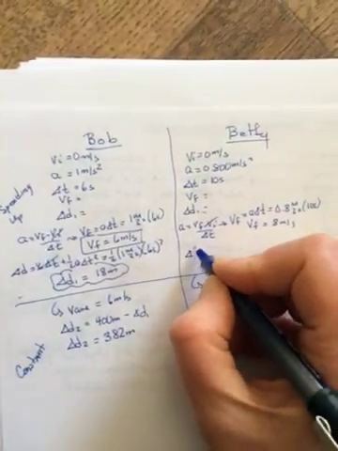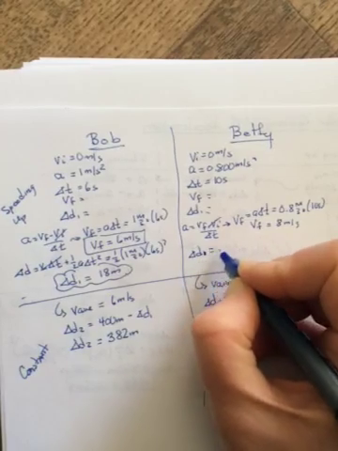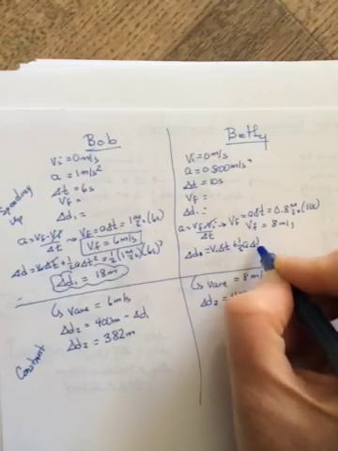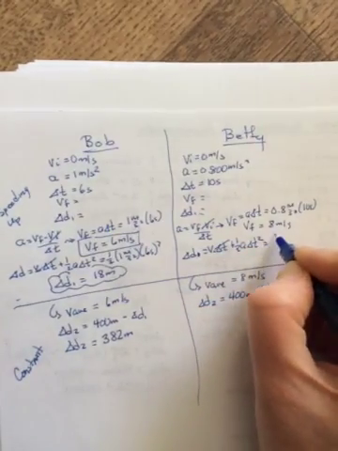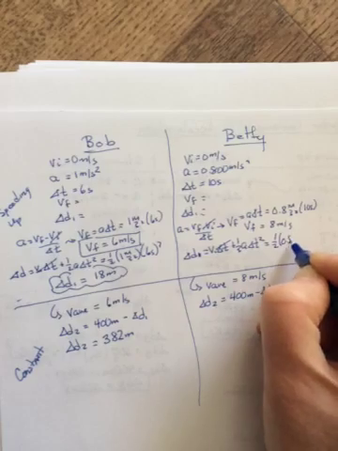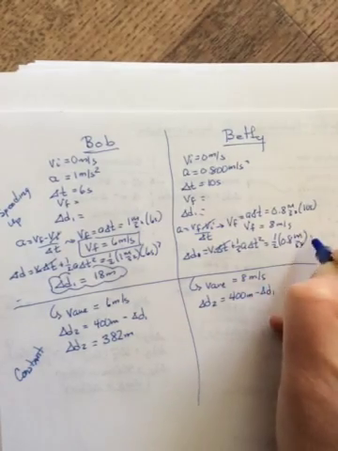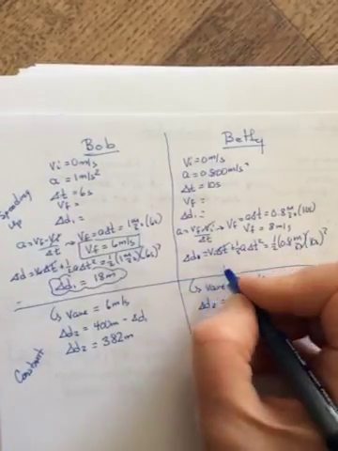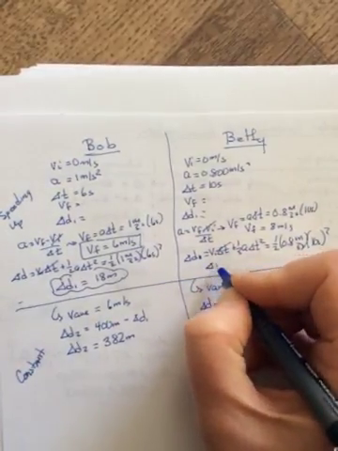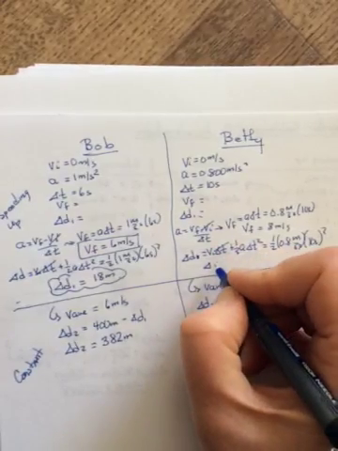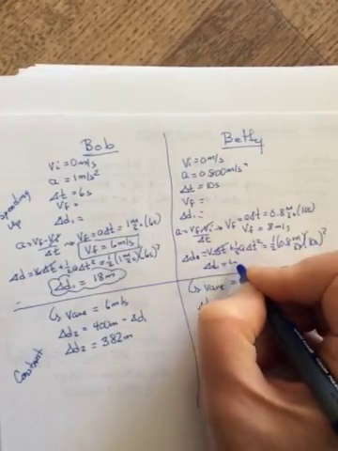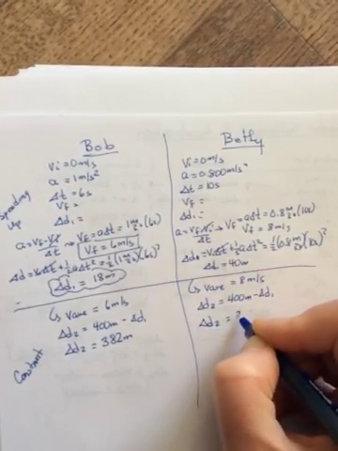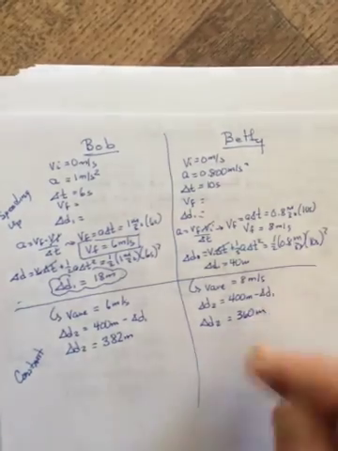Betty, delta D1 is equal to VI delta T plus 1/2 A delta T squared, that first term goes to 0. So 1/2 times 0.8 meters per second squared times 10 seconds squared. 10 squared is 100, half of 0.8 is 0.4. So 100 times 0.4 is 40 meters, which means Betty has left to go 360 meters.